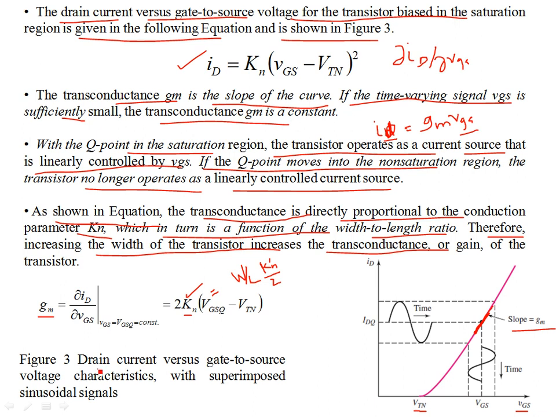All right, so figure 3 is the drain current versus gate to source voltage characteristic with superimposed sinusoidal signals. With the changing current over IDQ, you produce a VGS that has an average value and varies with time. It's the other way around: from the changing VGS like this, we are going to have an alternating drain current. So it's like a current source, as described earlier.